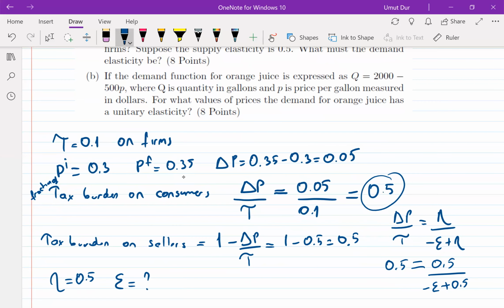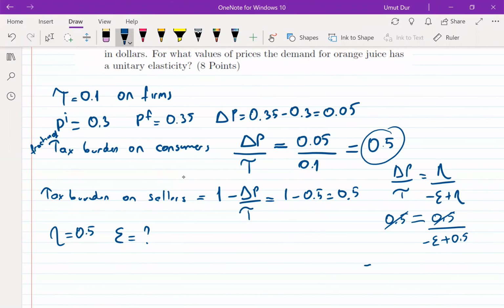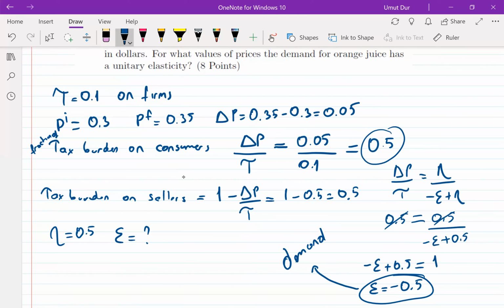So I will just do the math here. This will cancel each other, which means that minus epsilon plus 0.5 is equal to 1. Here, epsilon will be equal to minus 0.5. So the corresponding demand elasticity will be minus 0.5, which means that here demand is inelastic.